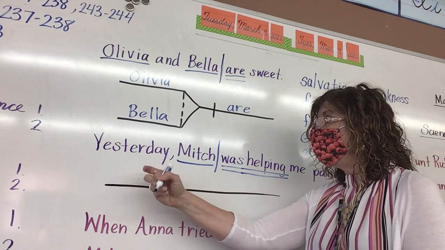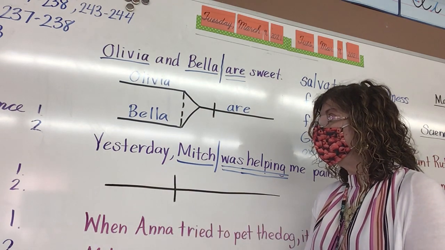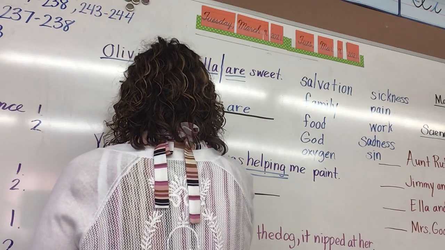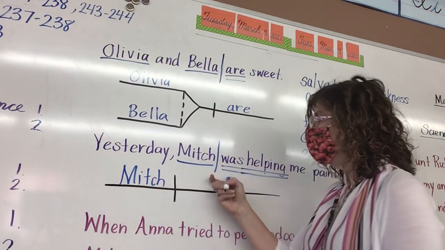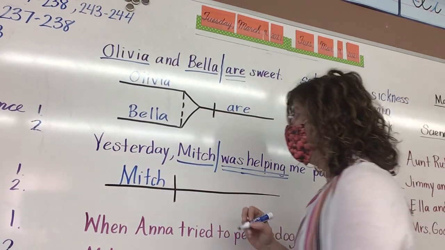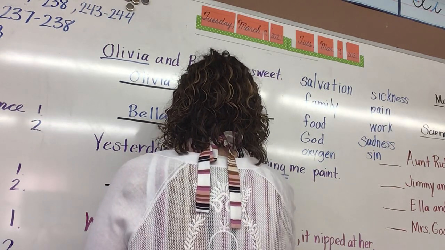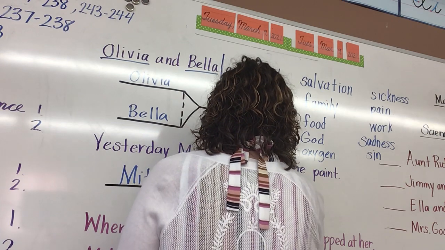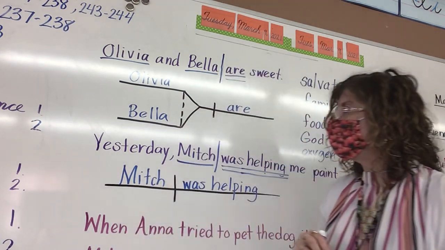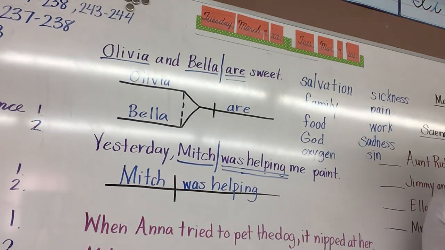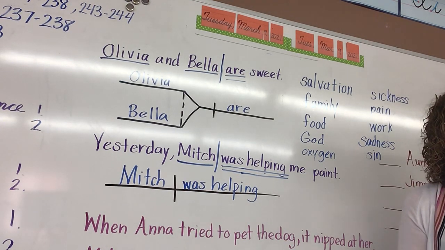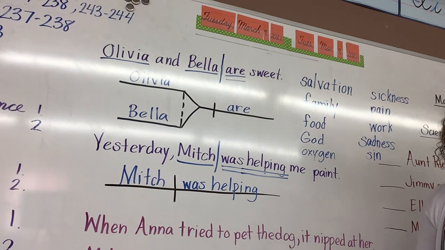So on this part of the diagram, what are we going to write? Mitch, our subject. And on the other side of the diagram, what are we going to write? Was helping. All right, and that would be 2 types of sentences you might diagram. And we will keep reviewing that tomorrow and again on Thursday. And then the test will be on Friday, but there will be diagramming.